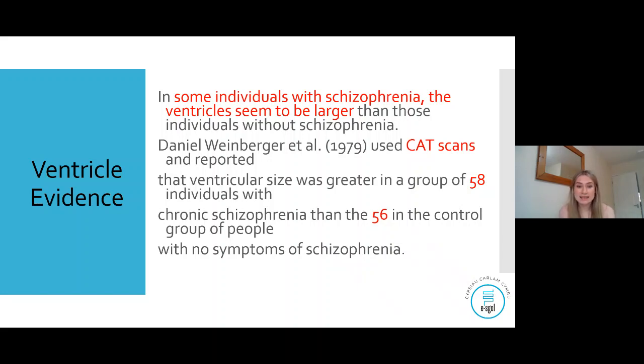They've got quite a nice significant value within the sample that they used. So it says ventricular size was greater in a group of 58 individuals, and they had a control group. They compared it to 56 people without schizophrenia. So quite a decent number of participants, and a significant result there to show that ventricular size is larger in people with schizophrenia. So really nice piece of evidence there, massively in favour of this structural abnormality.